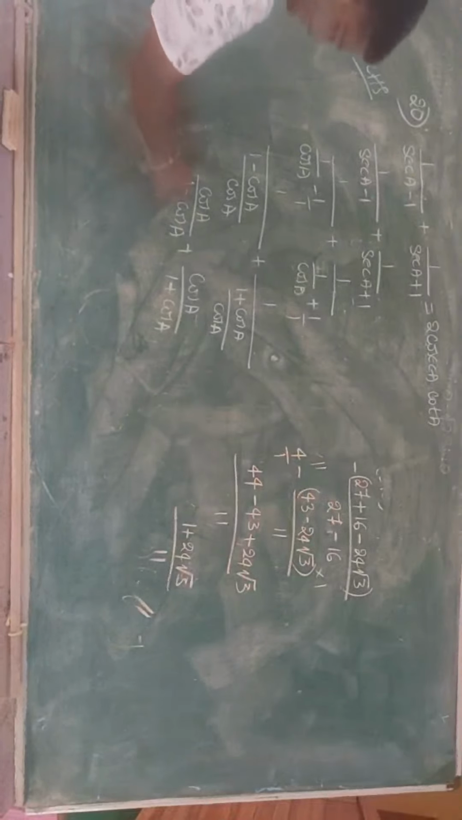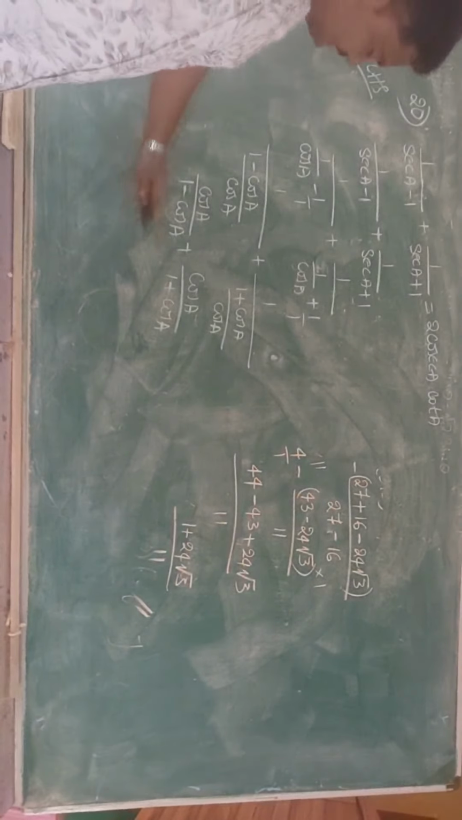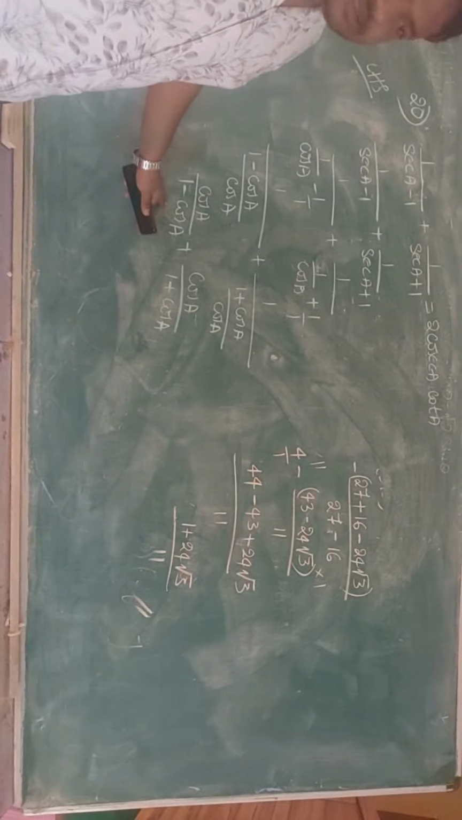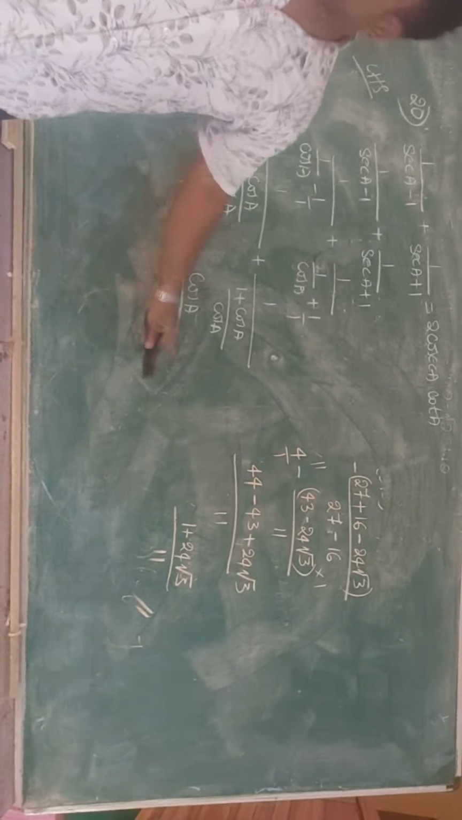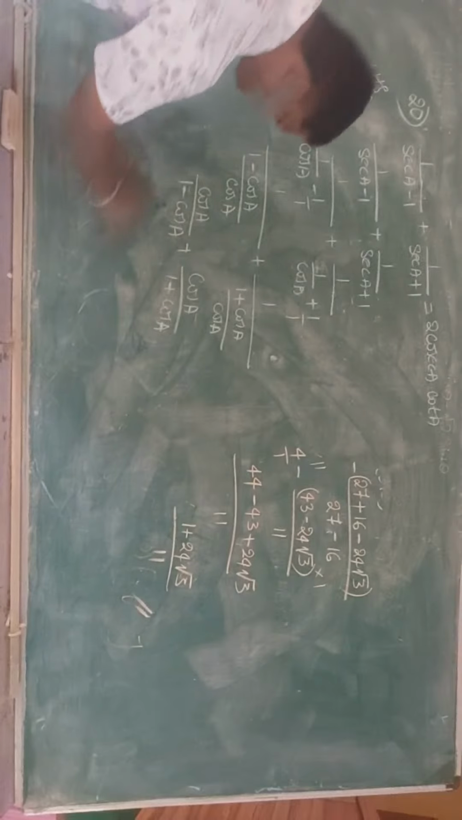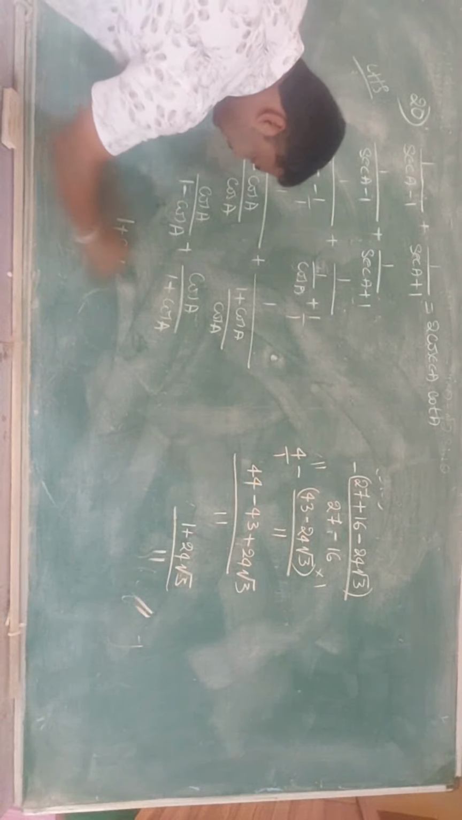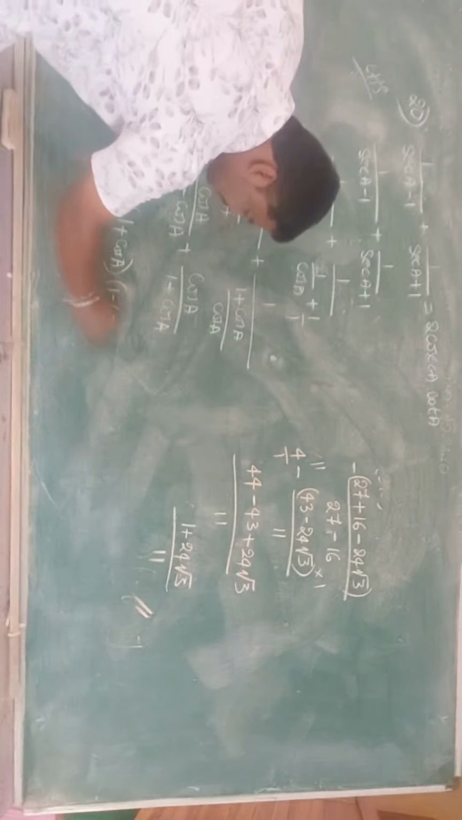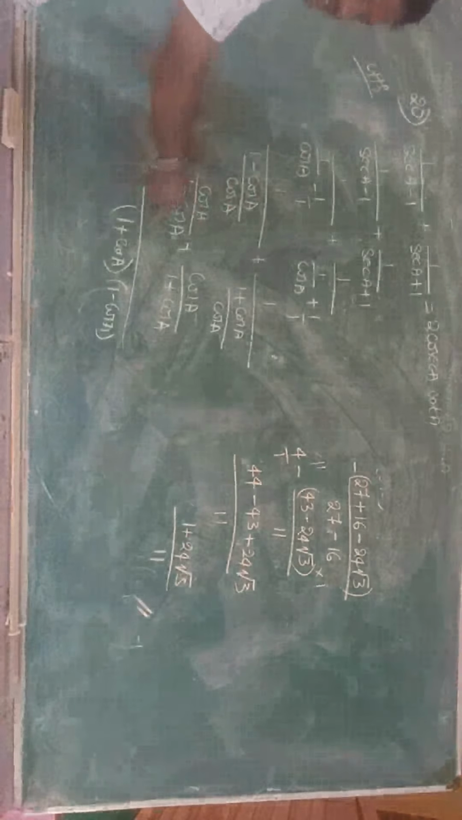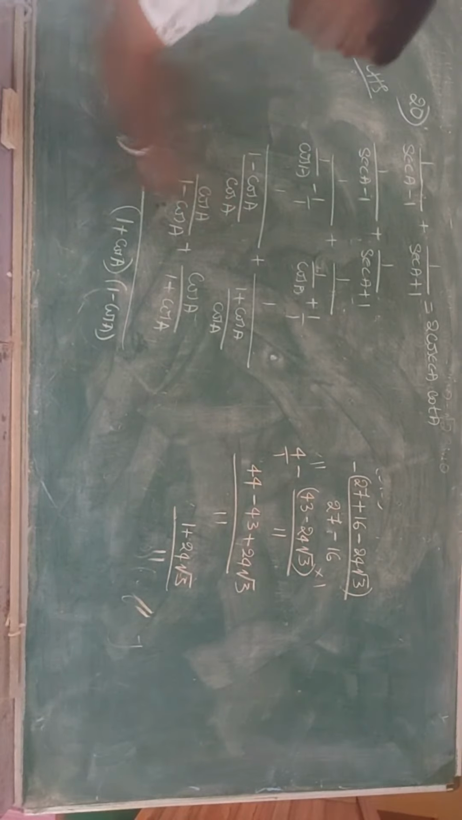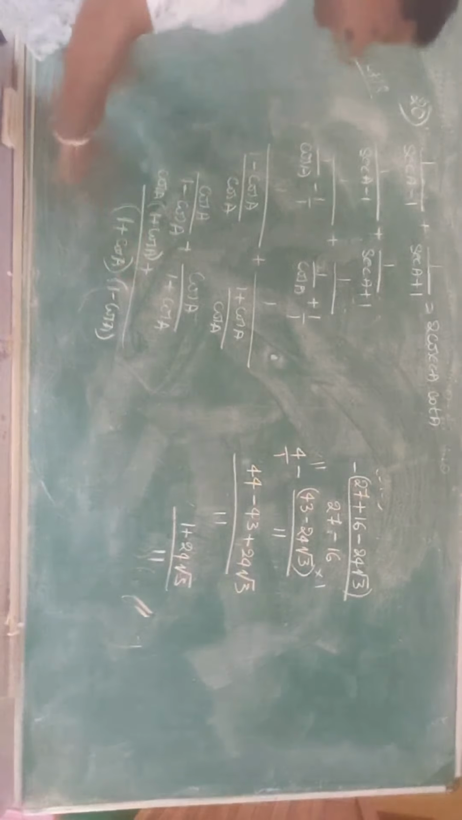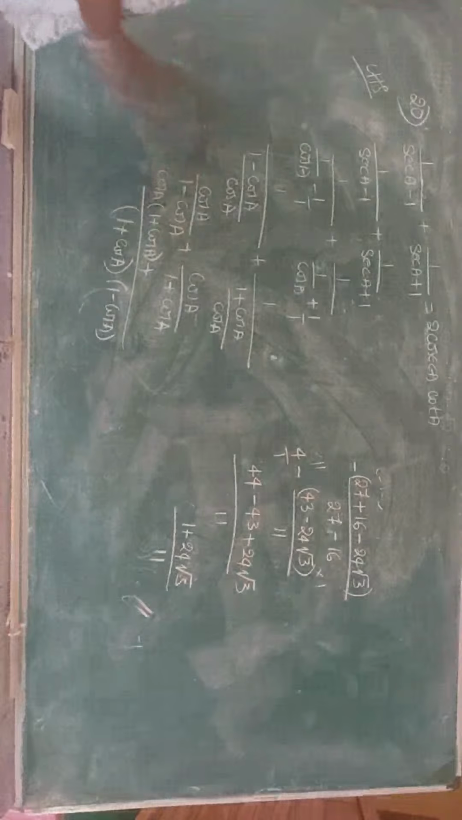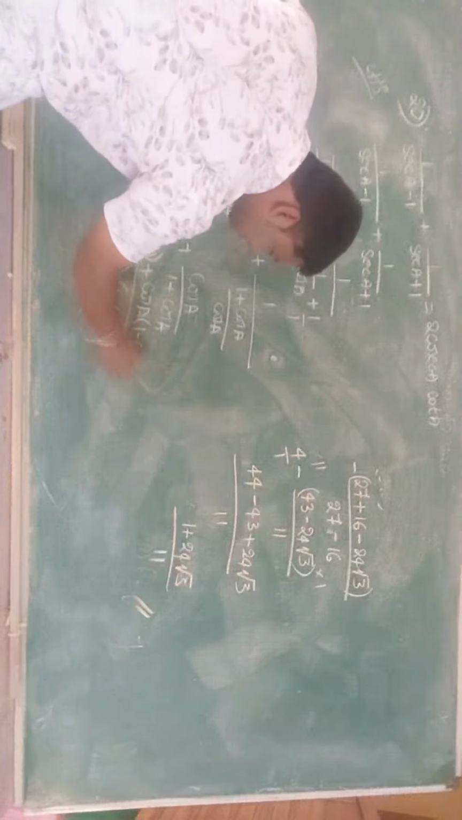But the denominators are not same. See, here it is 1 minus cos A. Here it is 1 plus cos A. Okay. So LCM is 1 plus cos A into 1 minus cos A. Here 1 minus cos A is already there, so you have to multiply with 1 plus cos A. Cos A into 1 plus cos A. Similarly, here already 1 plus cos A is there, so we need to multiply with 1 minus cos A. So cos A into 1 minus cos A.